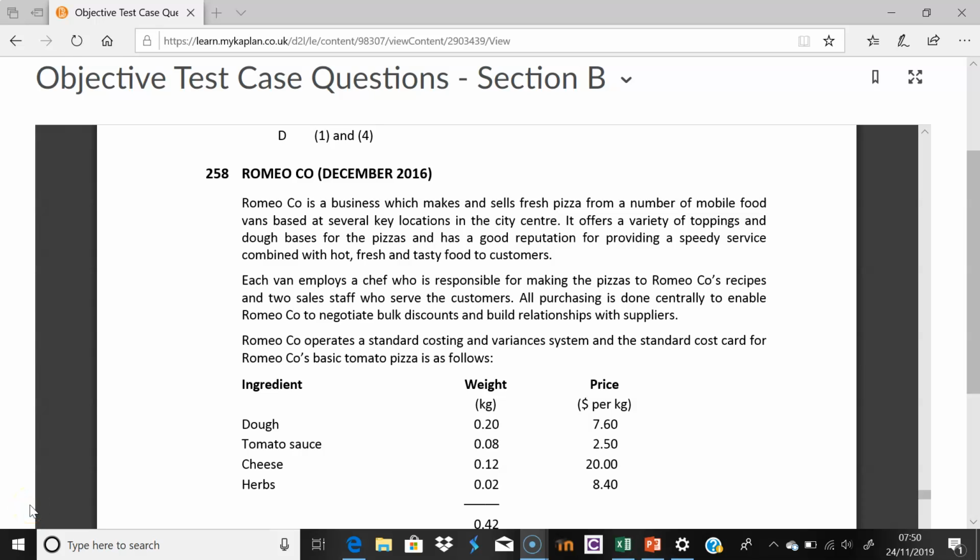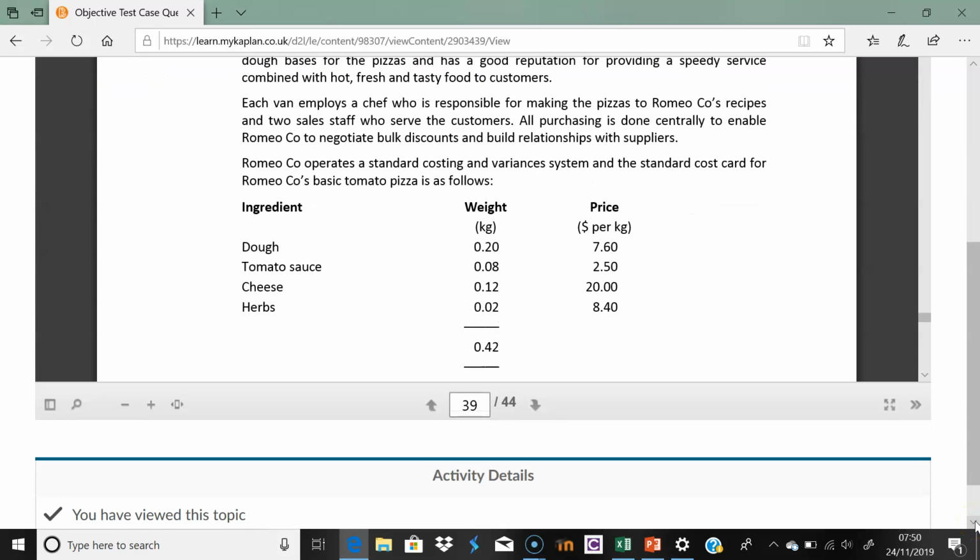Okay, Romeo, December 2016. What we have here is a scenario where we're looking at sales and mix again, and I think in a way it's again about just following the structure and not deviating from the method here. I think it's not a bad question, actually.